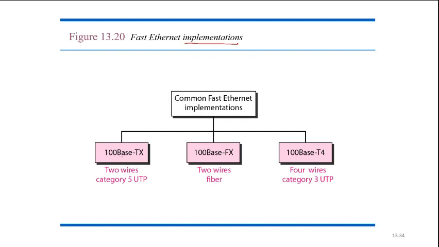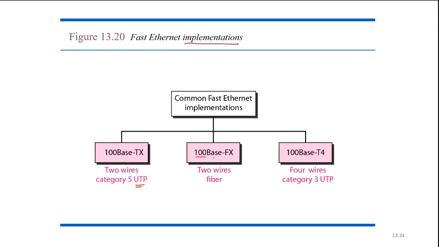It is 100BaseTX. This TX is 2 wires, category 5 UTP, twisted pair. We have already seen this UTP. So 100 Mbps BaseTX, 2 wires will be there and it will be using twisted pair. T stands for twisted pair, X means 2 pairs. So 100 Mbps speed will be there. These are different implementations of the fast Ethernet.